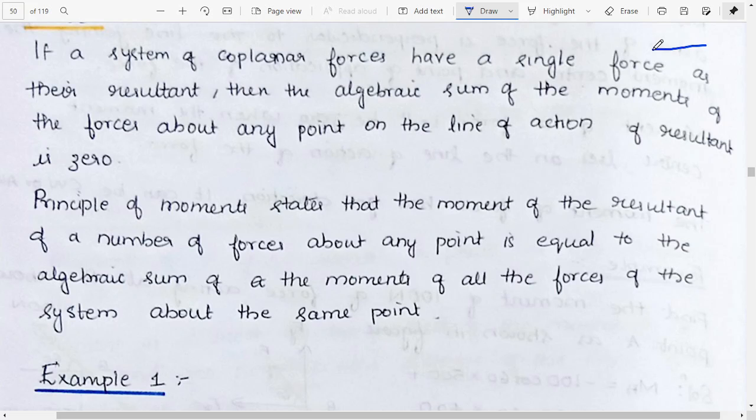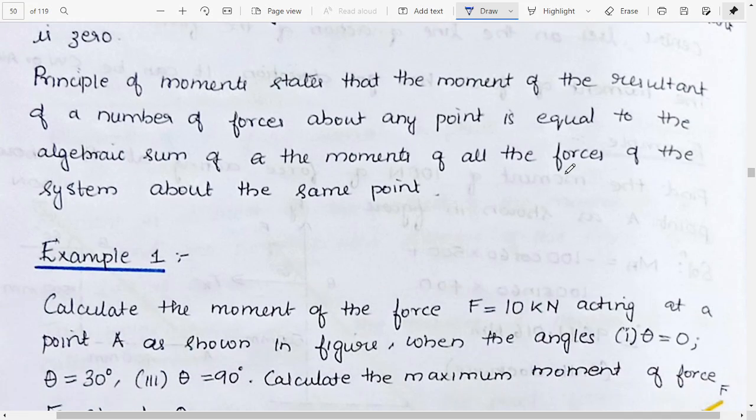The principle of moments states that the moment of the resultant of a number of forces about any point is equal to the algebraic sum of the moments of all the forces of the system about the same point. It's just saying the same thing.